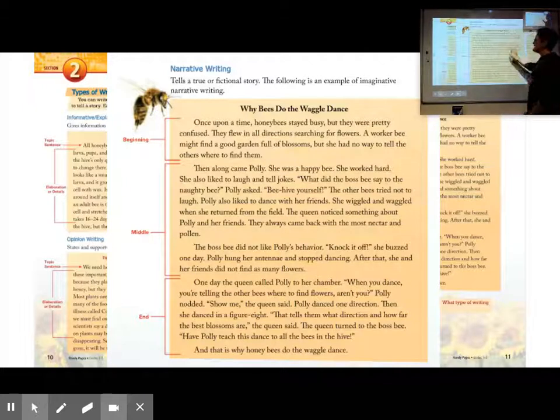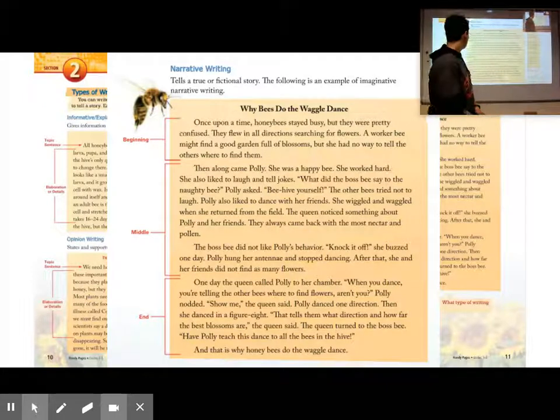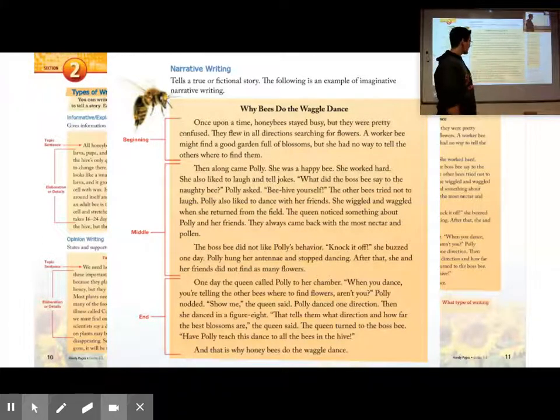What did the boss bee say to the naughty bee? Polly asked. Behave yourself. The other bees tried not to laugh. Polly also liked to dance with her friend. She wiggled and she waggled when she returned from the field. The queen noticed something about Polly and her friends. They always came back with the most nectar and pollen. The boss bee did not like Polly's behavior. Knock it off, she buzzed. One day, Polly hung her antenna and stopped dancing. After that, she and her friends did not find as many flowers.